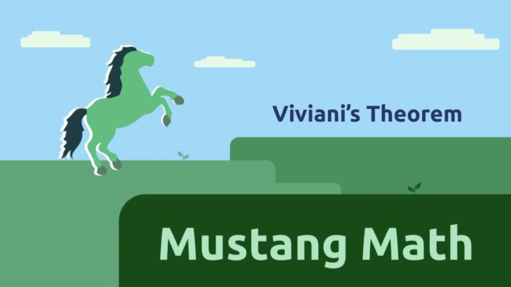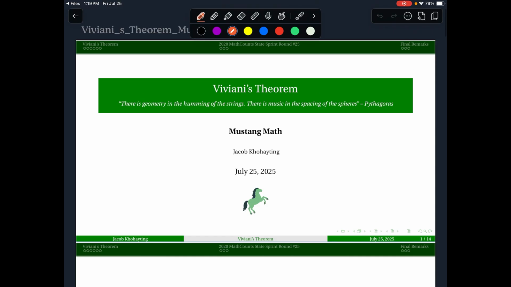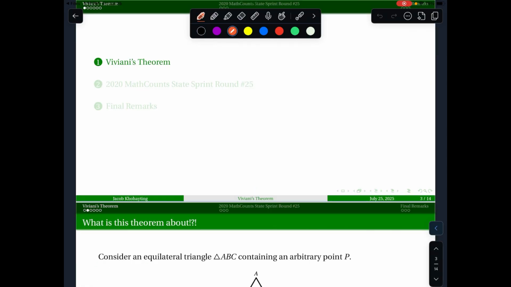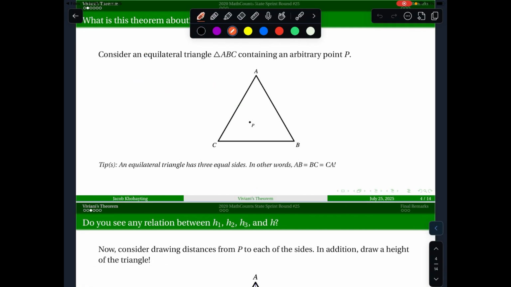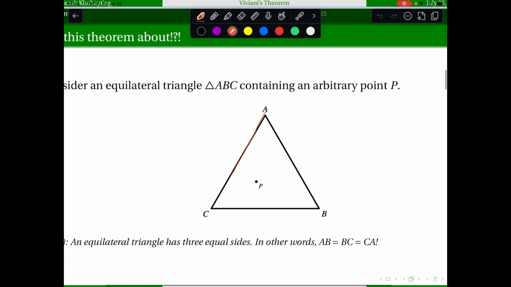All right, welcome. We're discussing a beautiful theorem called Viviani's theorem, a beautiful theorem in geometry. So I think it's time to introduce what the theorem talks about. Here you can probably see that we have an equilateral triangle, and we have a point inside it.